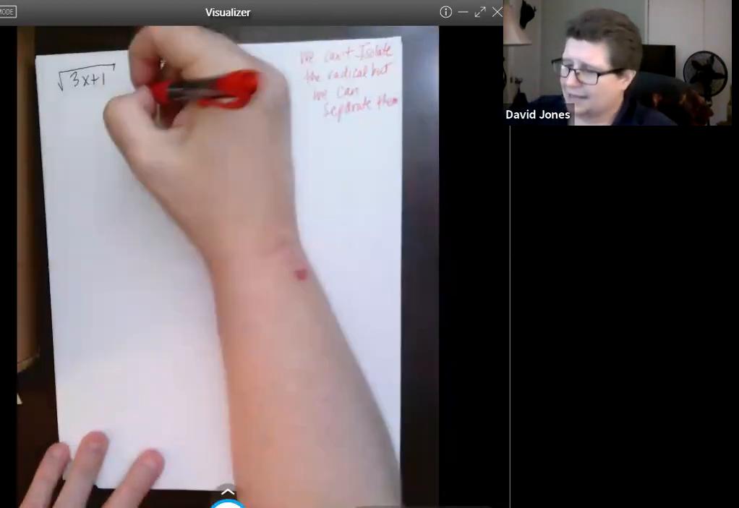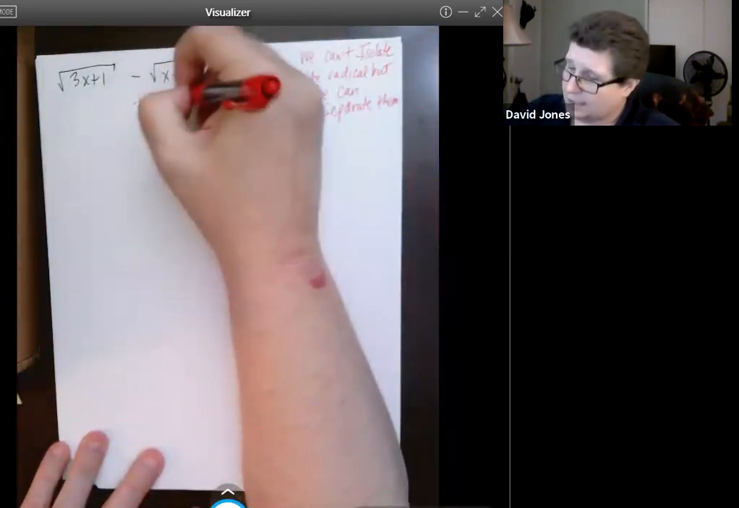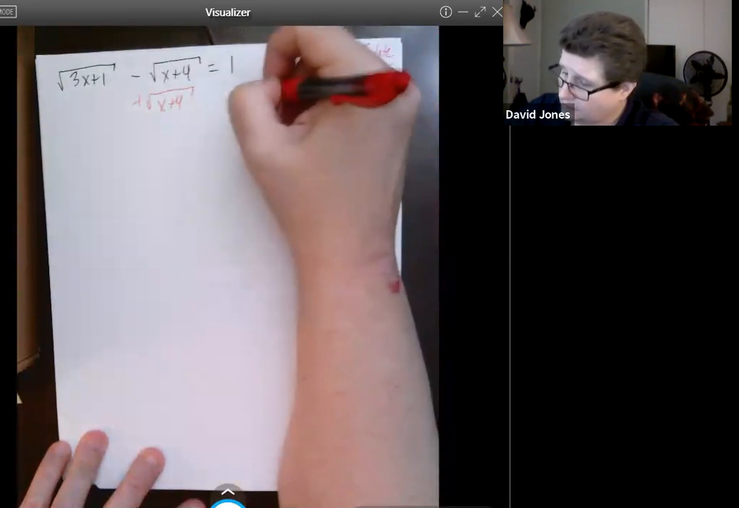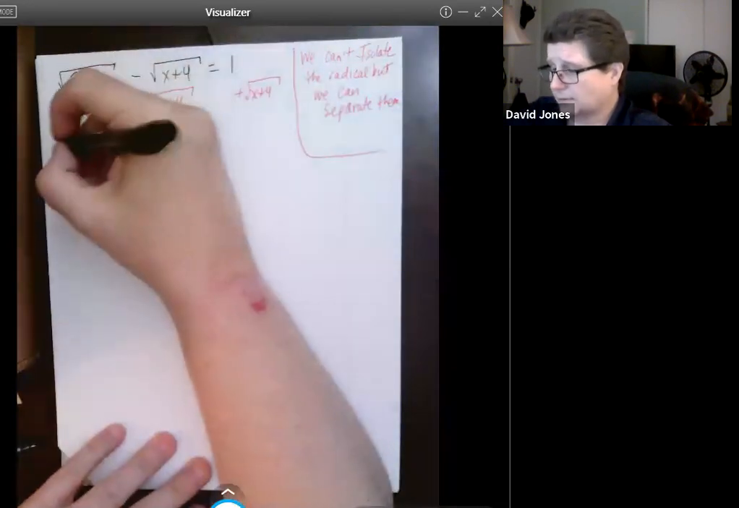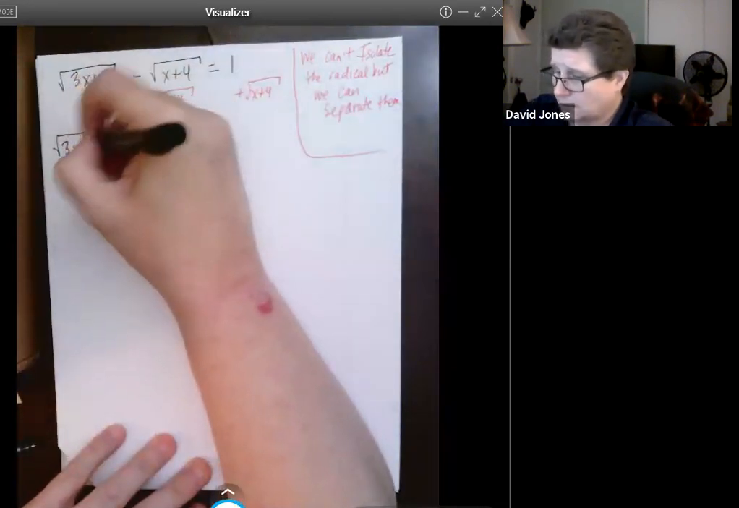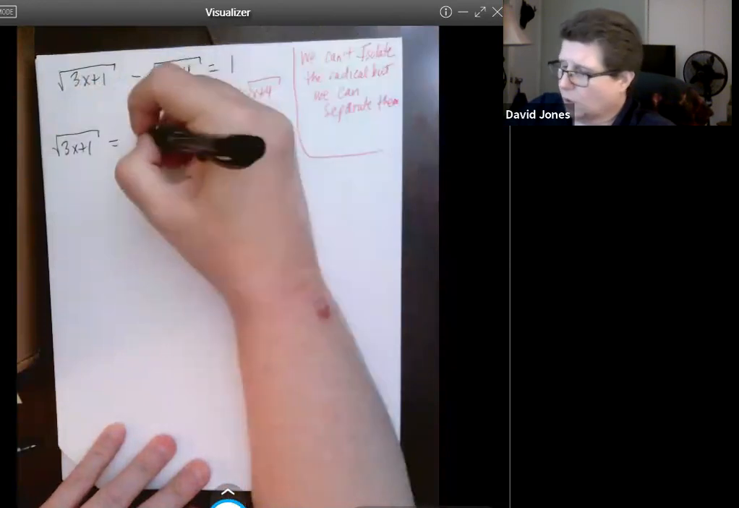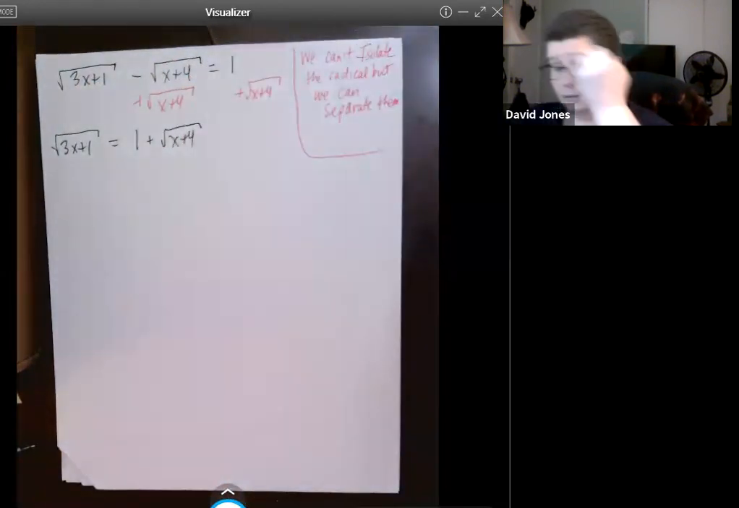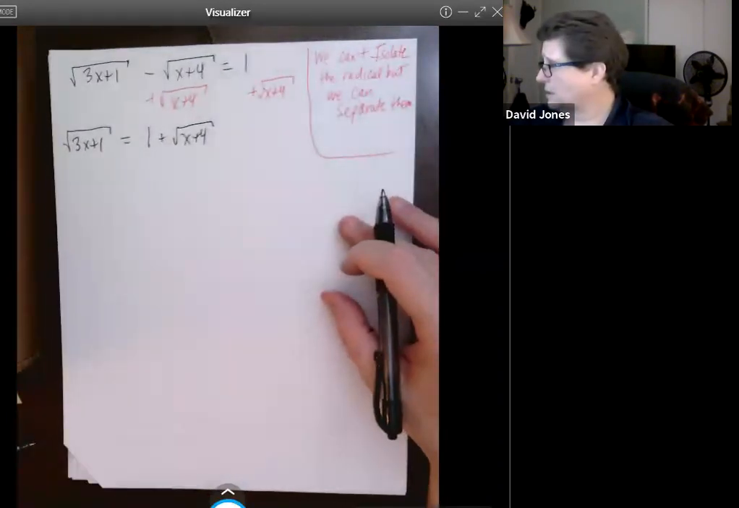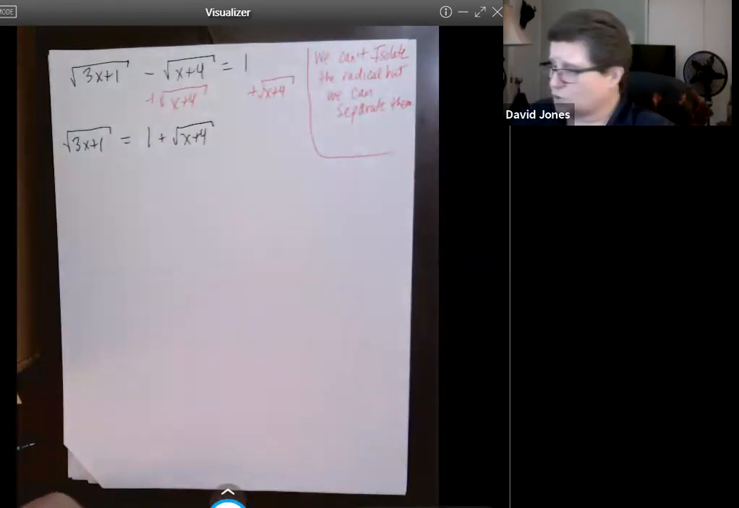So I'm going to add the square root of x plus 4 to both sides. And I get the square root of 3x plus 1 equals 1 plus the square root of x plus 4. So these are both square roots. We're going to square both sides.